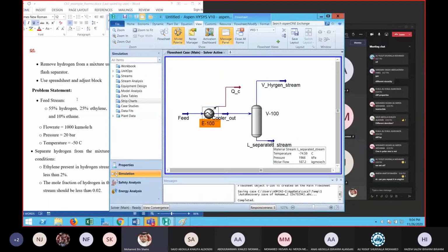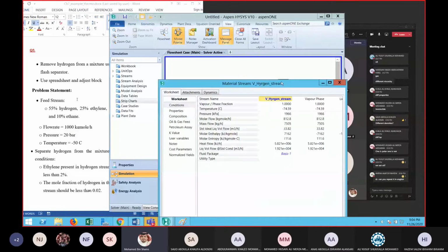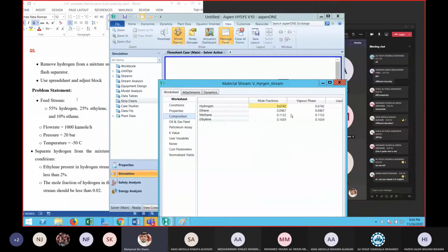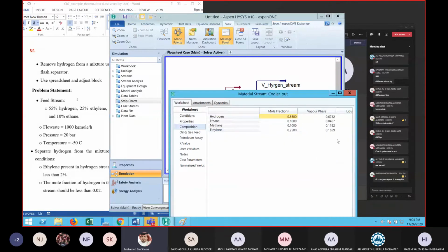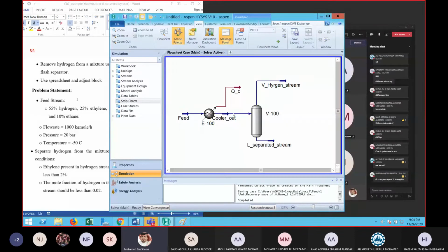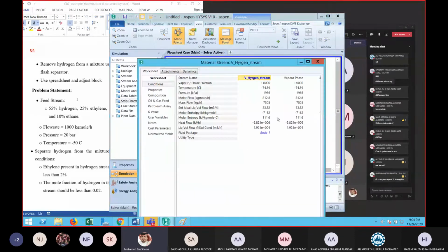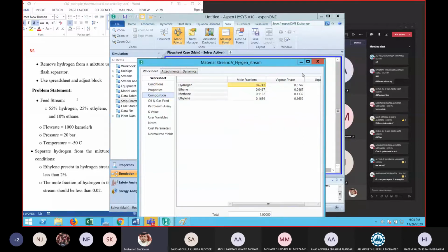Now it's 74. Look, guys, at the liquid, the molar flow. Now I have a liquid as well as a vapor. Did the separation happen? Did the composition change? Look at the composition. The composition has changed. This is the mole fraction of this stream. When I cool and it enters the separator, you can see that the composition has changed.